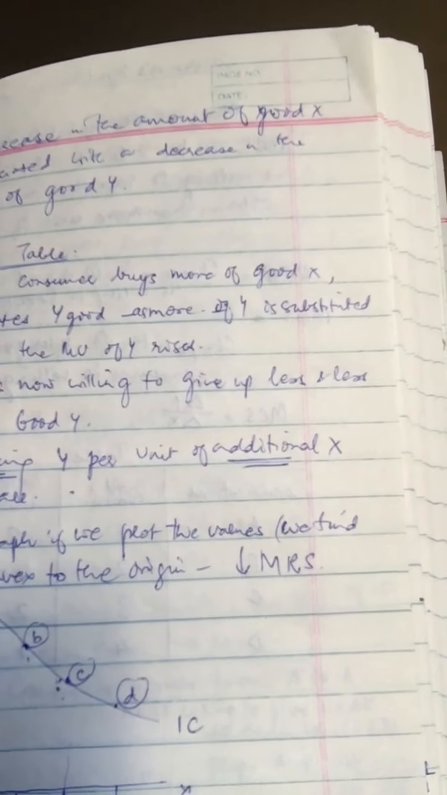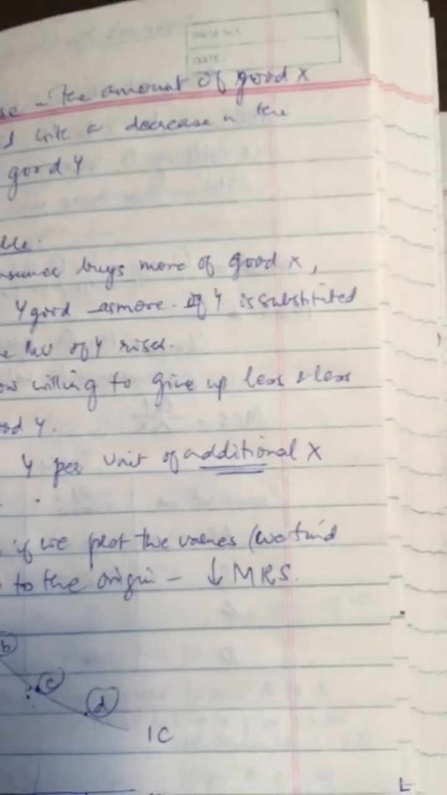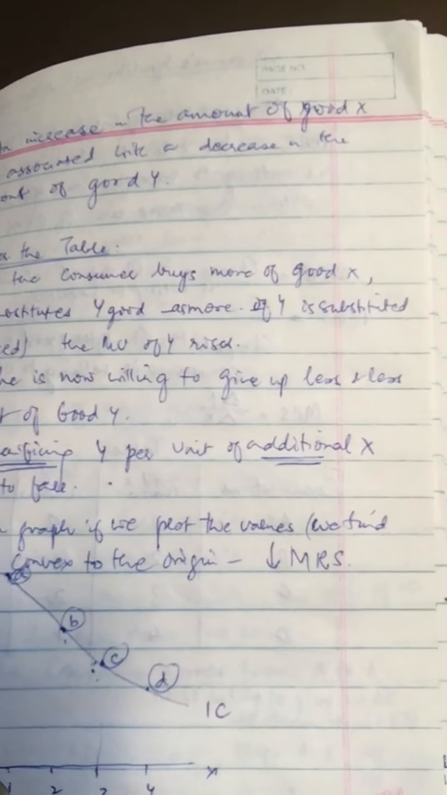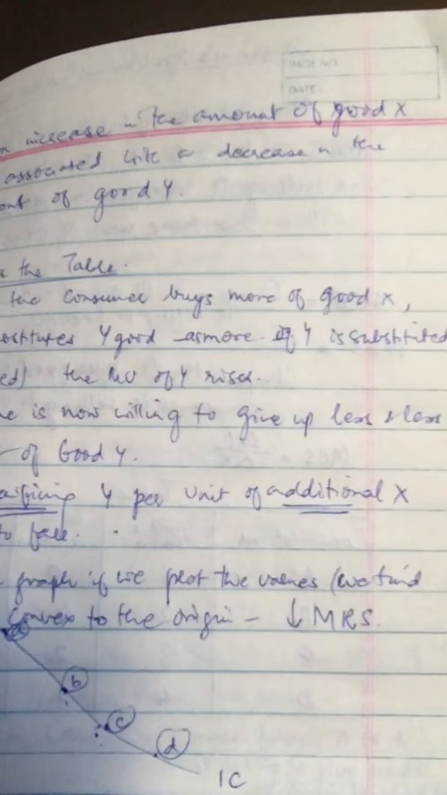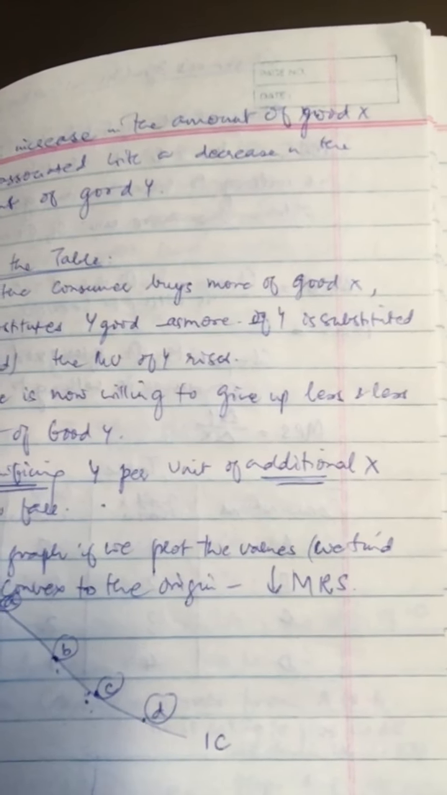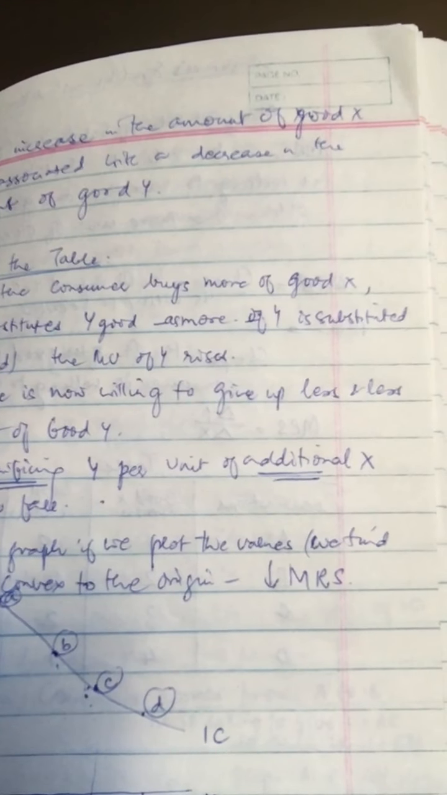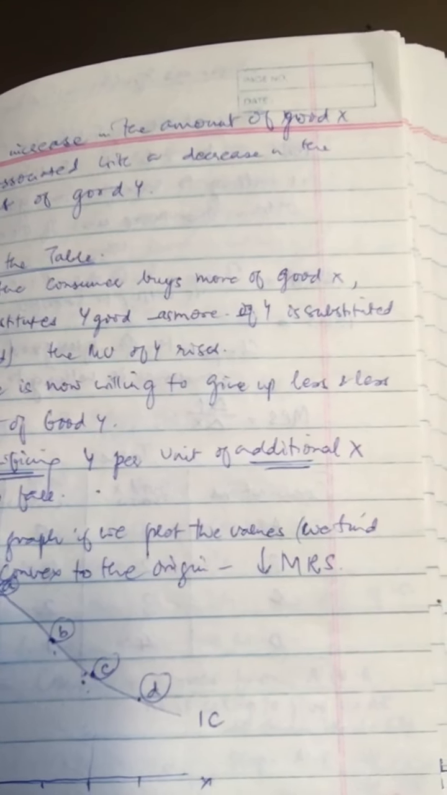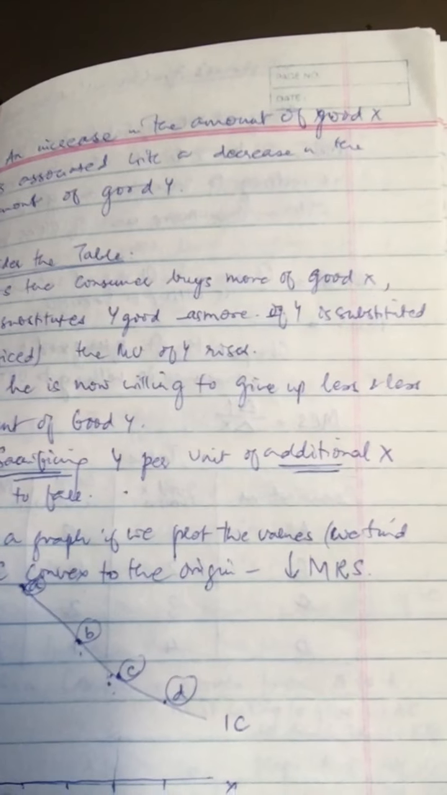So this is what we see. MRS we will be doing later. Just remember one thing, that all these points A, B, C, D that you see are associated with the same level of satisfaction. These are different bundles which give him the same level of satisfaction. That's what has to be kept in mind. In the next class, we will do the marginal rate of substitution. So the question can be: define an indifference curve and explain it with the help of a table or a diagram.